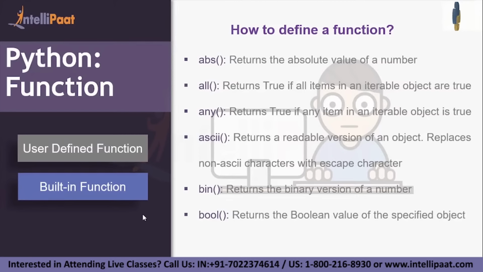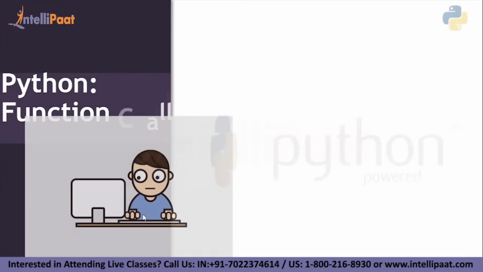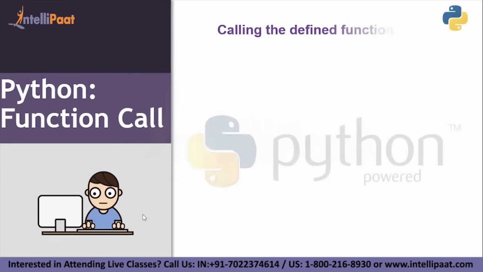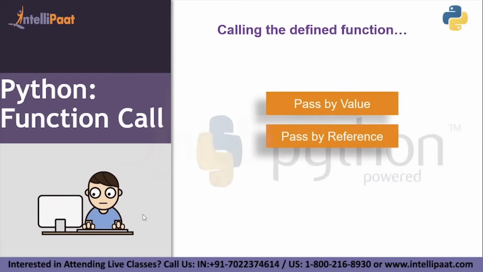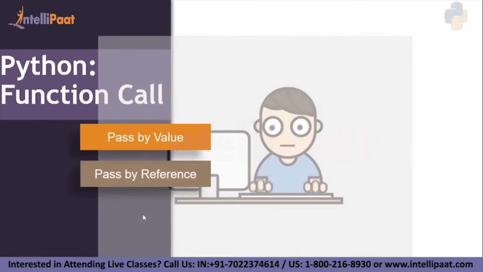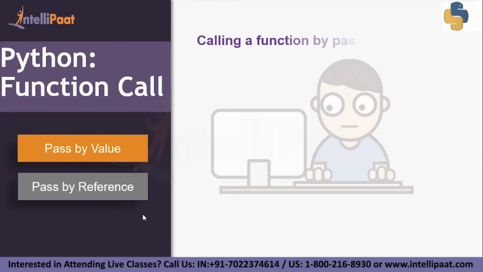Now that we have defined a function, let's see how we can call a function. There are two ways of calling a function. You can either call it by passing a value or by passing a reference. Let's see them one by one. So first is pass by value: calling a function by passing the value.